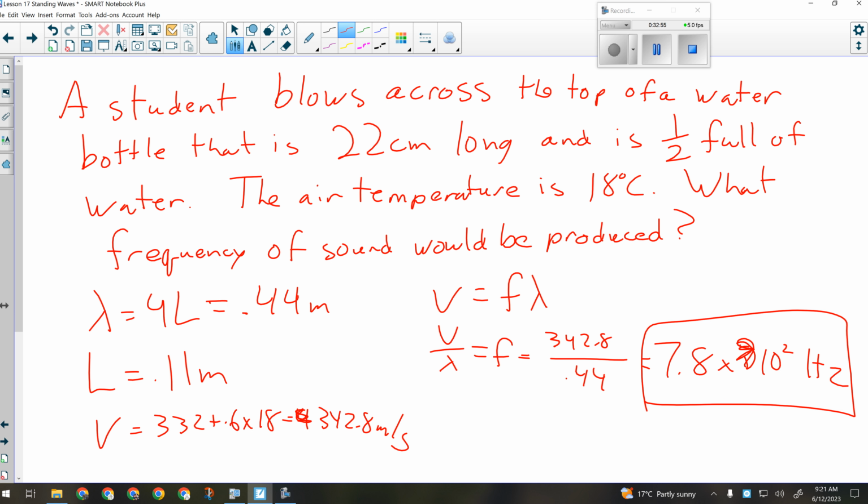I would times that by 3. F3 is the next frequency of sound it would produce. It will produce no sound at F2. Okay, so this is that trick I was talking about earlier.